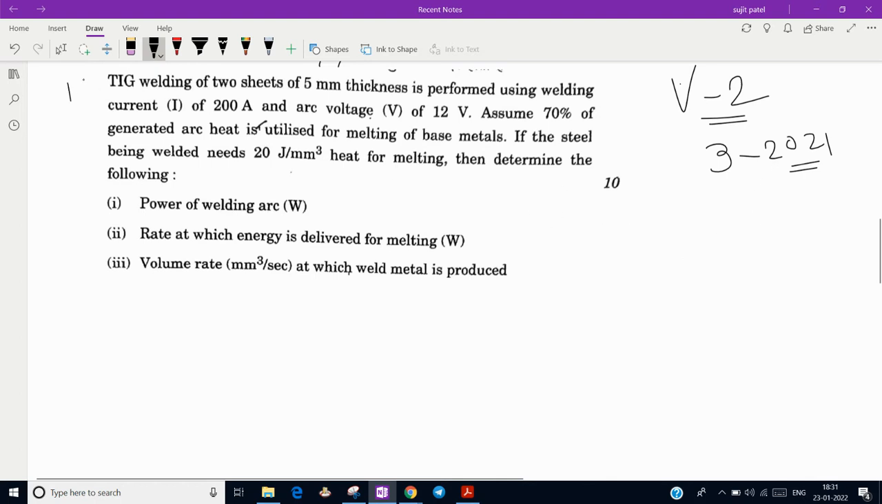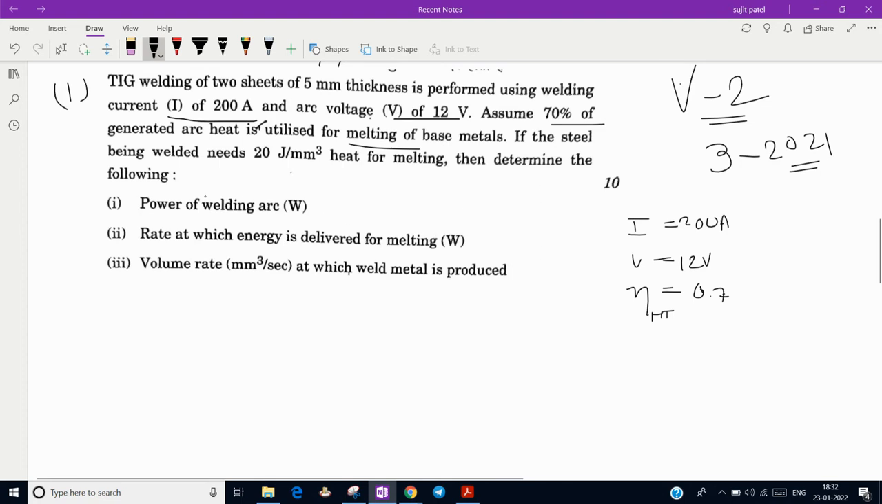So first question is, in a TIG welding of 2 sheets of thickness 5 performed using the welding current I equal to 200 ampere. So I is 200 ampere and voltage is given as 12 volt, and assume 70% of the generated arc heat is utilized for melting the base. That means heat transfer efficiency is given as 70%, that is 0.7.